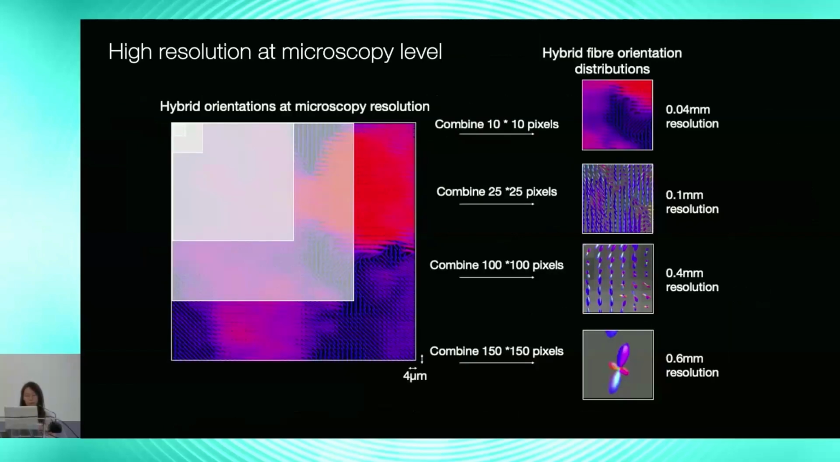One benefit of our hybrid orientation is that it is very high resolution, and we can reconstruct it at various resolutions. Here we show it can be combined at 0.04 millimeters, and all the way to 0.6 or 1 millimeter. So this can help us study different questions. If we want to study how the spatial resolution will affect tractography, and how it will affect the brain connectome, we can use the same underlying data and reconstruct it at various resolutions.